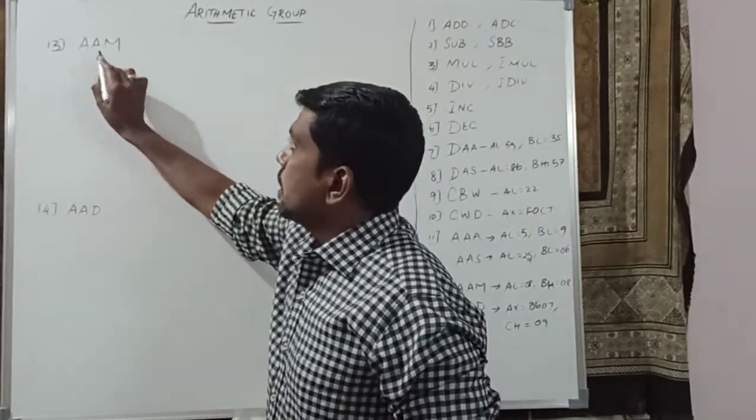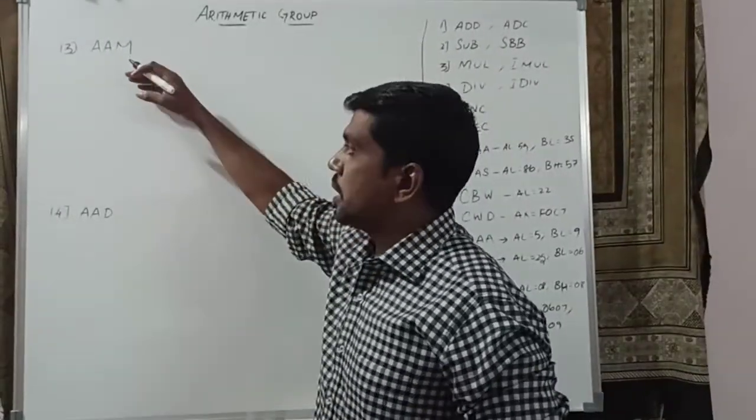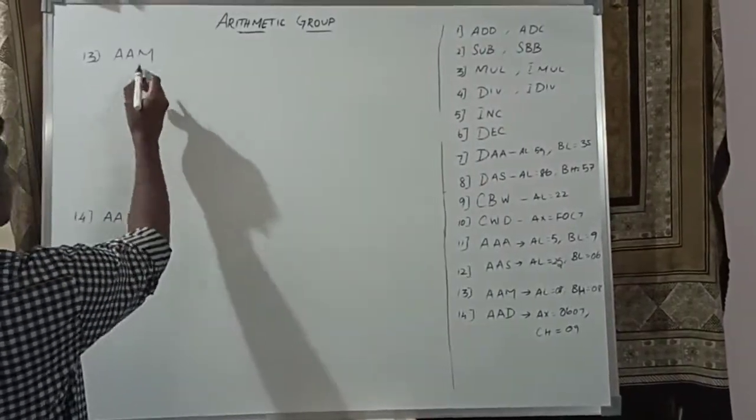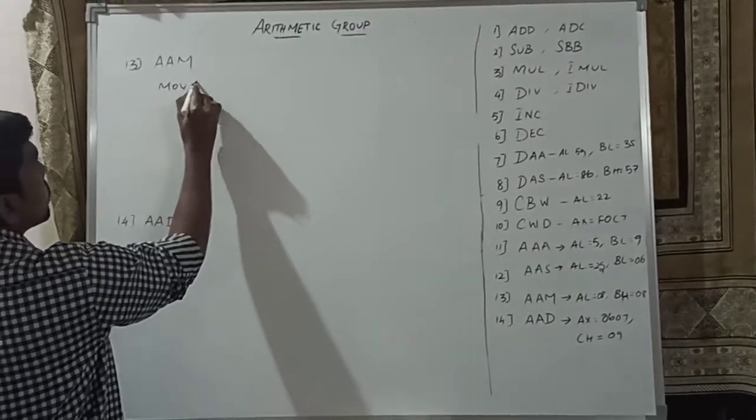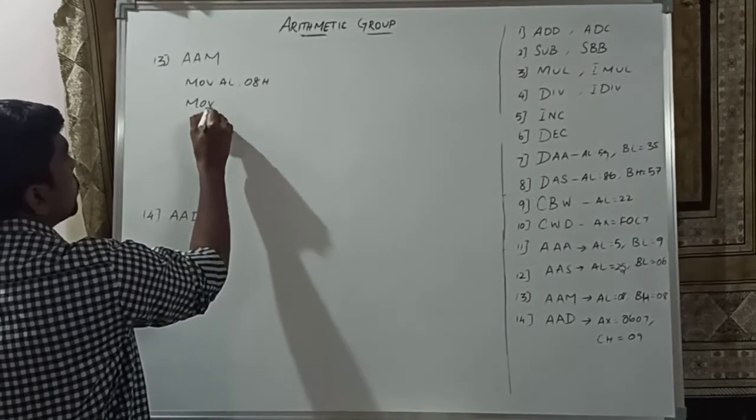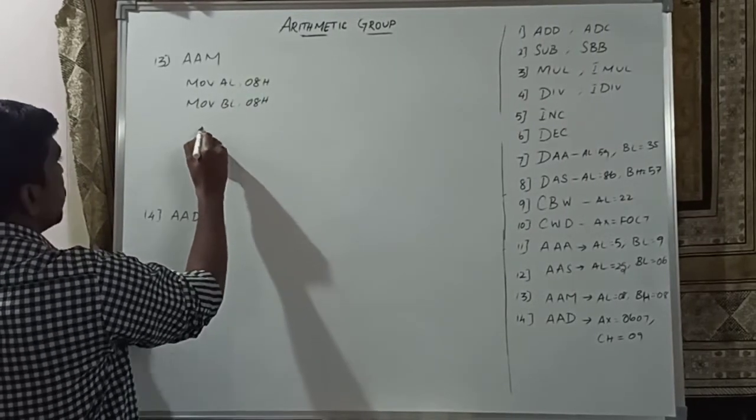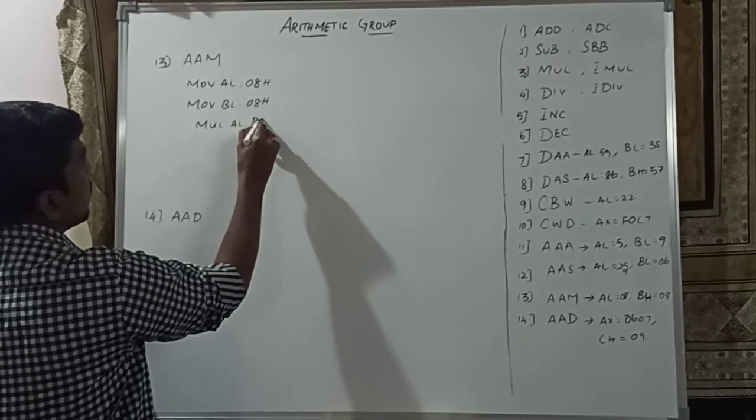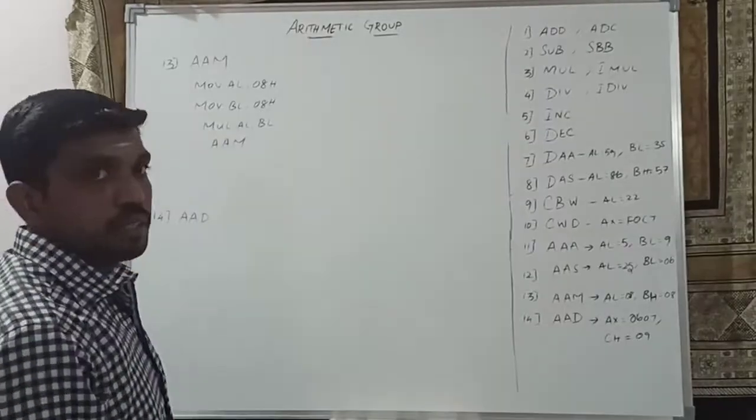The next instruction is AAM, ASCII adjust after multiplication. After multiplication, whatever value you get is converted into ASCII format, adjusted to a BCD number. Here also we write the program: MOV AL, 08H; MOV BL, 08H. After getting the two values, multiply AL, BL. The fourth instruction is AAM. Is it clear?